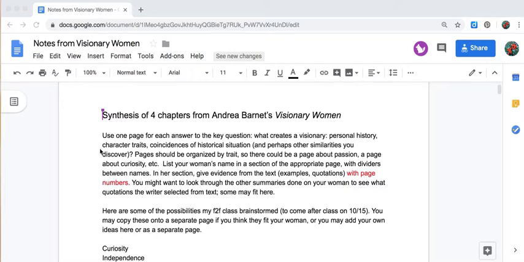So if you look at the instructions here, use one page for each answer to the key question. So I like this organized, divided up into pages, and each page will have at the top of it the name of a quality or some common feature among these four women. So the question that's central to essay two is what creates a visionary. This could be some bit of their personal history, character traits. That's probably what most of these are going to end up being. Coincidences of historical situation, or any other sort of similarities that you can identify.